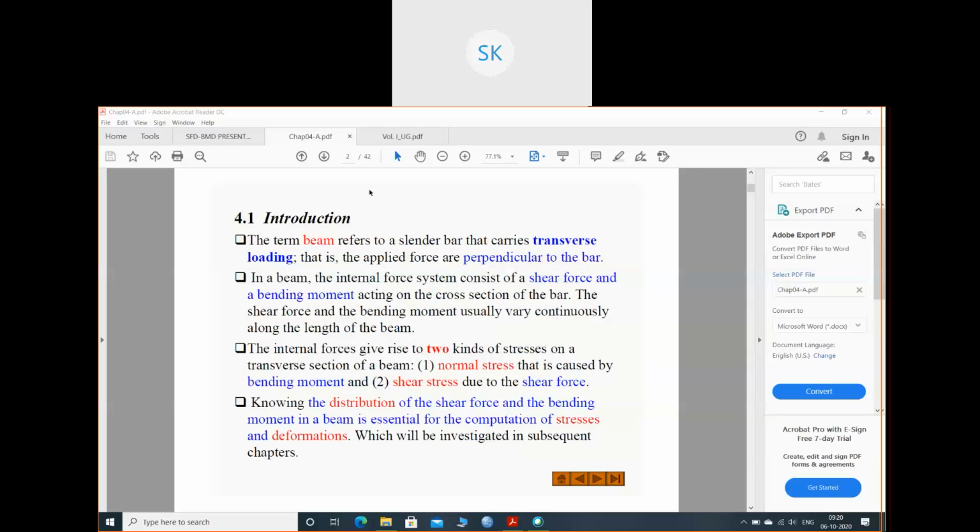So, the term beam refers to a slender member that carries transverse loading. Okay, let me note, if your beam is like this, right? Your beam is like this. So, the loading is applied like this one. So, this is the transverse load. Load is applied perpendicular to its longitudinal axis. So the term beam refers to a slender member that carries transverse loading, that is, applied forces perpendicular to the bar.